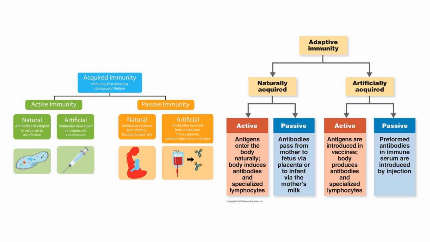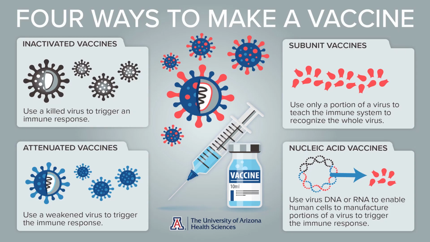So a mother secreting antibodies in her breast milk to a baby is a passive immunity, as well as artificial. Some people are actually missing certain, say, complement factors or antibodies, so they're given these intravenously.